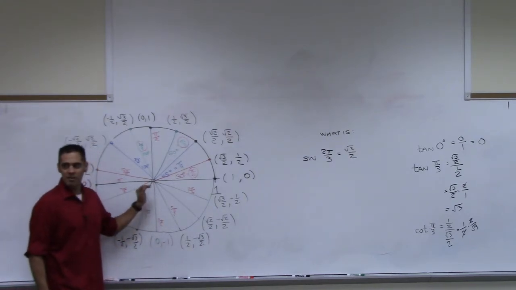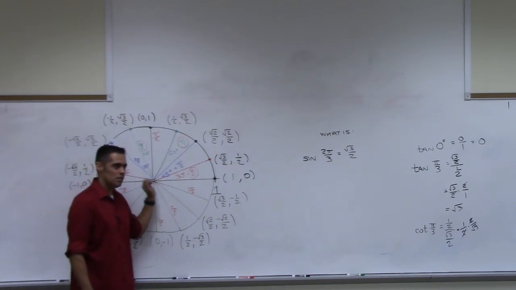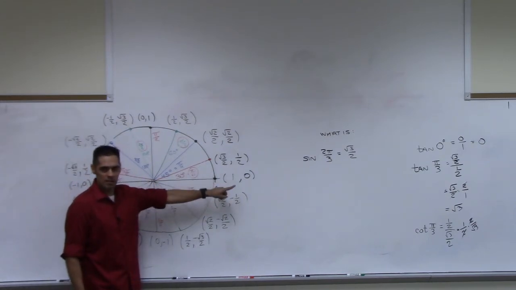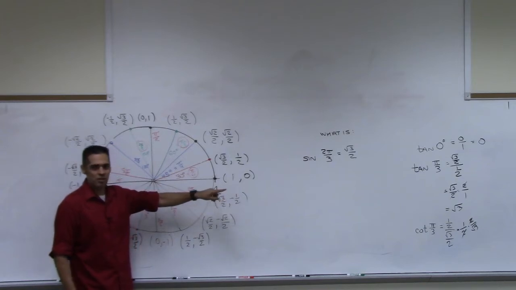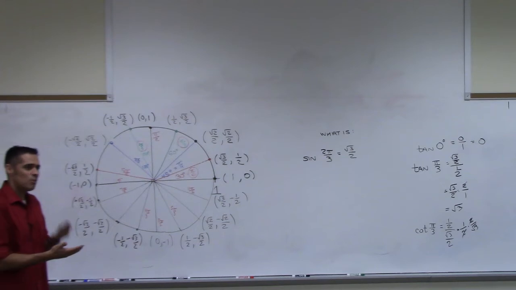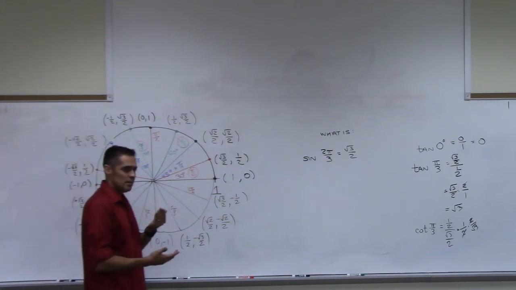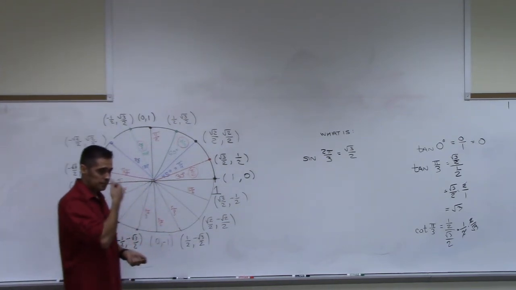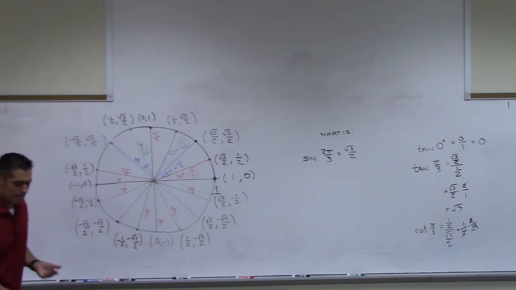Okay? Cosine of 0 is the x-coordinate on the unit circle at 0 degrees. The answer is 1. Okay? That should not be something you need your calculator for. So does that answer your question? It is the way we get the answers to the common angles quickly. All right?